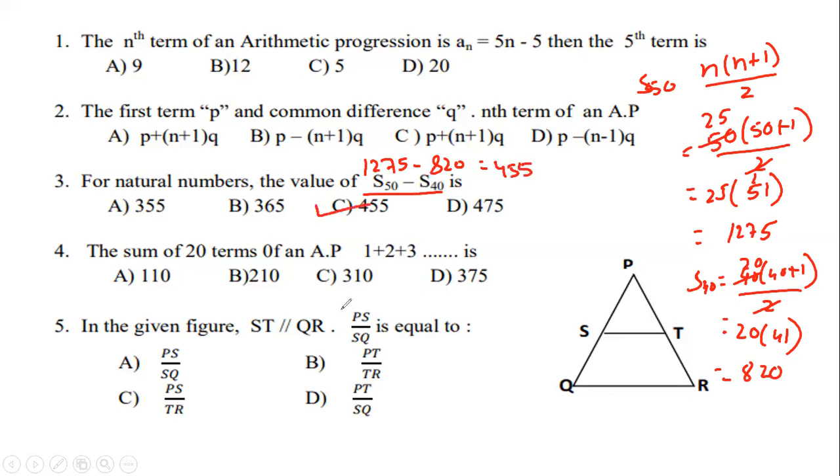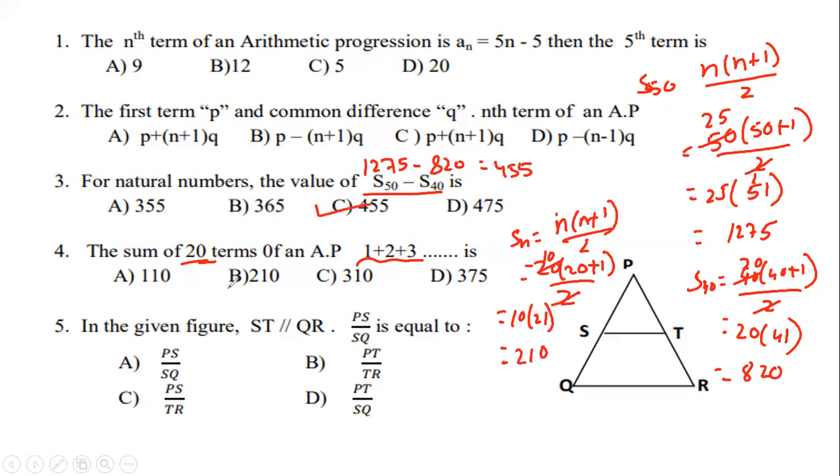Option C is correct. Next, the sum of the first 20 terms, 1 plus 2 plus 3 plus dash. Again, these are natural numbers. Sn is equal to the same formula, n into n plus 1 by 2. n value is 20. 20 into 20 plus 1 divided by 2, which is 10 into 21, equal to 210. Option B is correct.